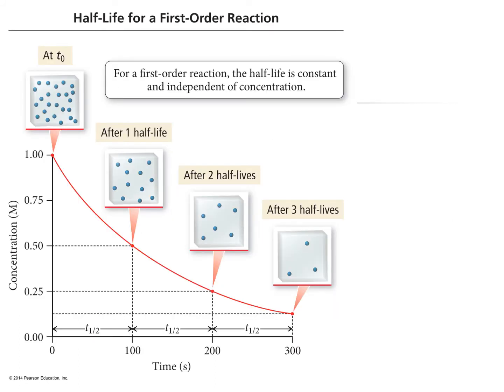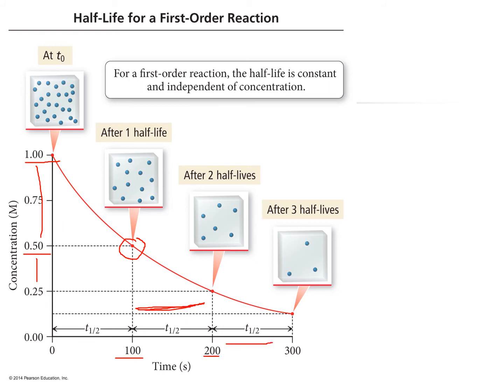So here's an example, half-life for a first order reaction. At time 0, we have a concentration of 1. At time 100, we have a concentration of 0.5. We went from 1 to 0.5, that's half the concentration, so that means 100 seconds was our half-life. From 0.5 to 0.25, that's half the concentration again, at 200 seconds. So again, we see a time of 100 seconds is our half-life.